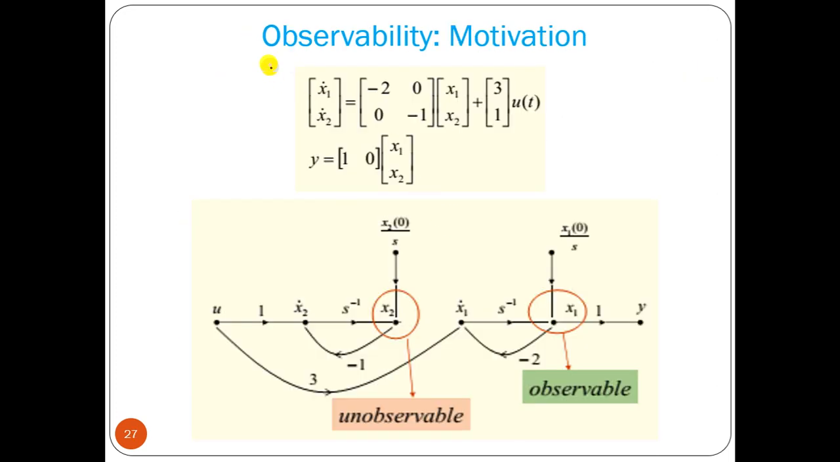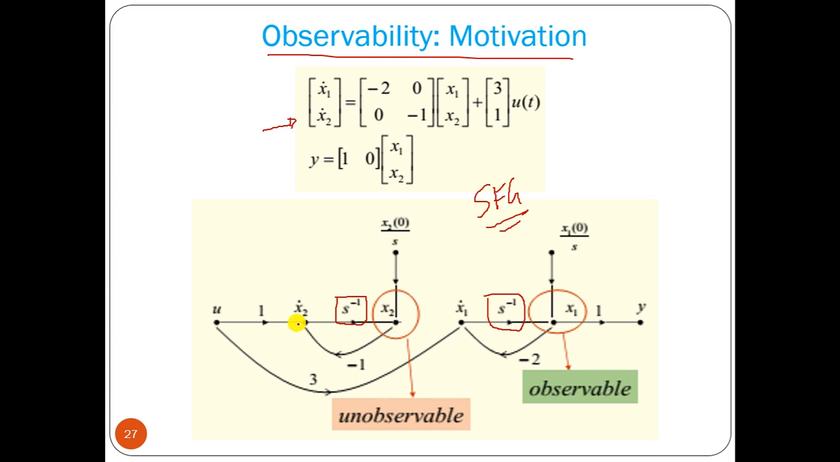Okay, now let us see the motivation of observability. This is the state space equation given. We can draw the signal flow graph, and then we can look into that. What we can see, this is your x1 variable. We have this integrator x1 dot, and x2.